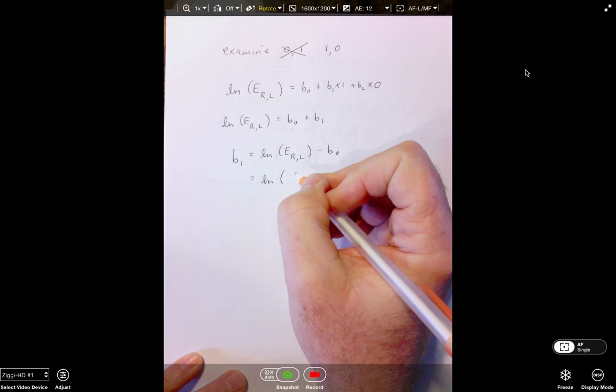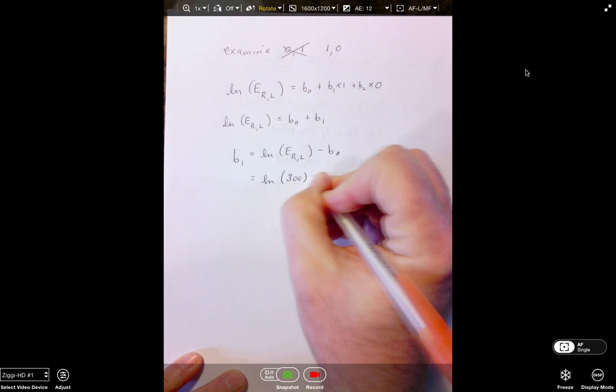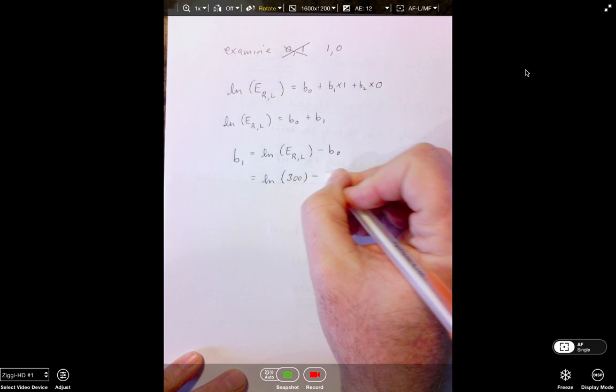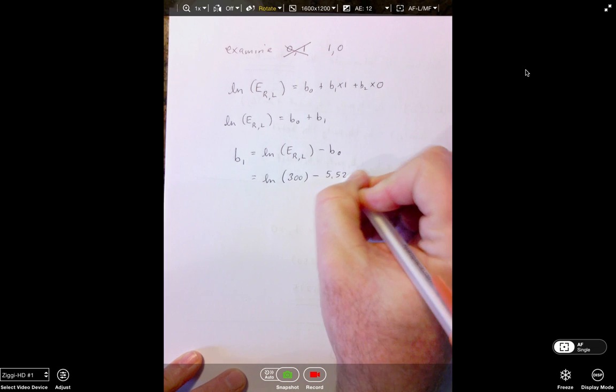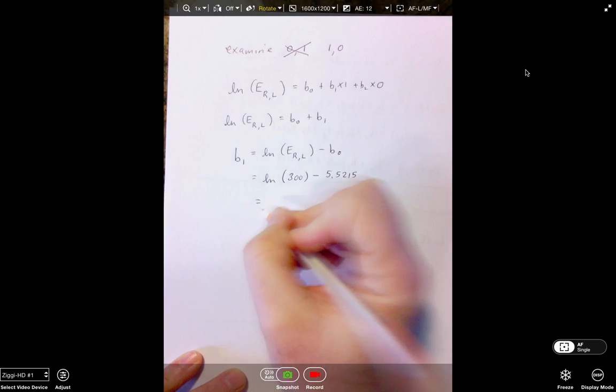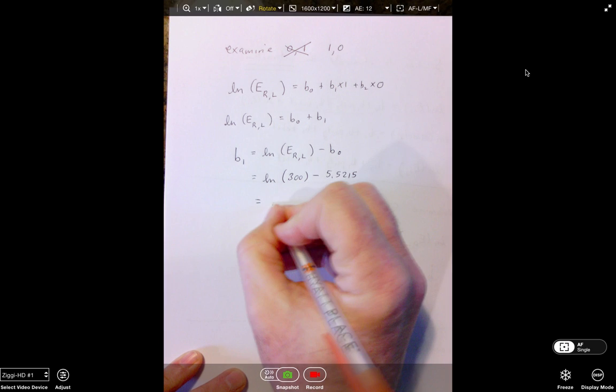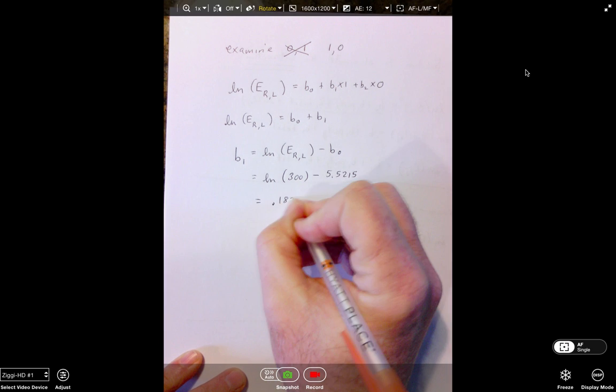300 minus 5.5215, and guys, I get 0.1823.